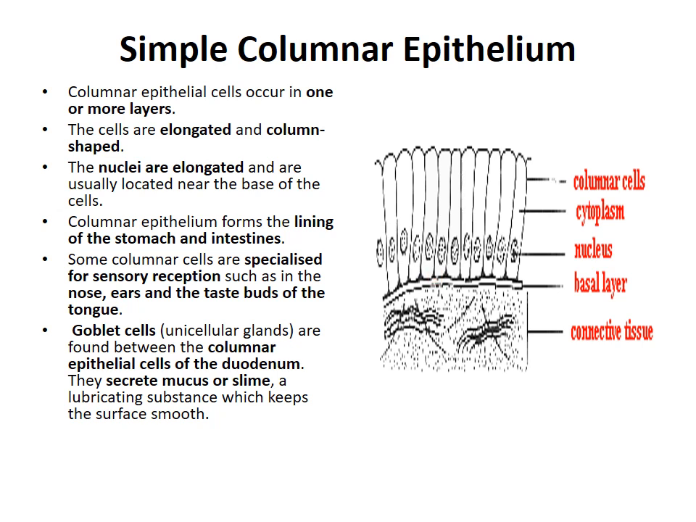And the goblet cells are also found between the columnar epithelial cells of the duodenum, and they secrete mucus or slime and lubricate the substances, which keeps the surface smooth.